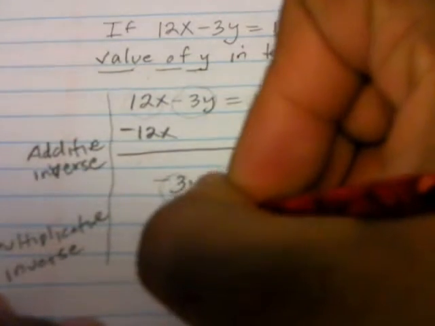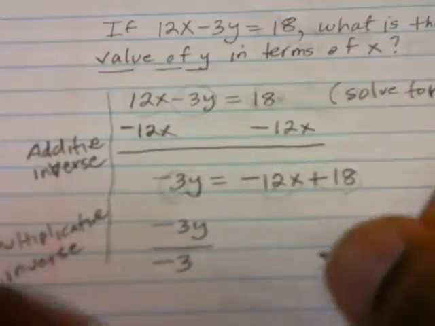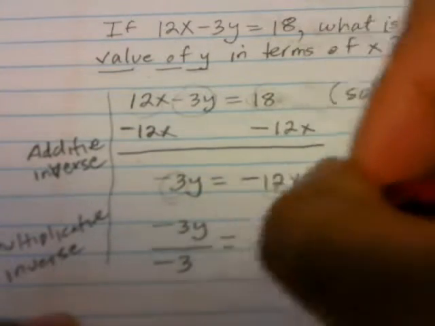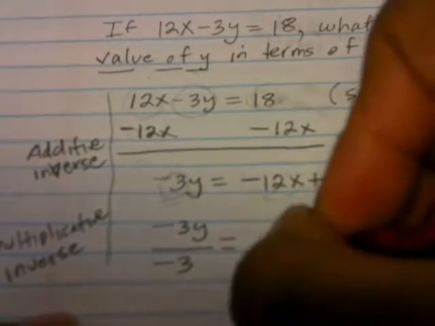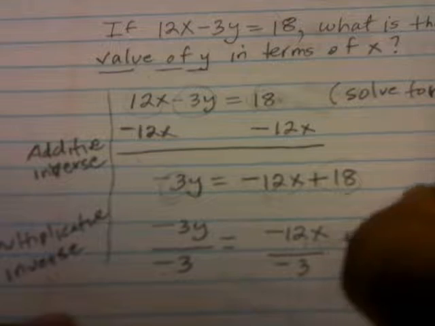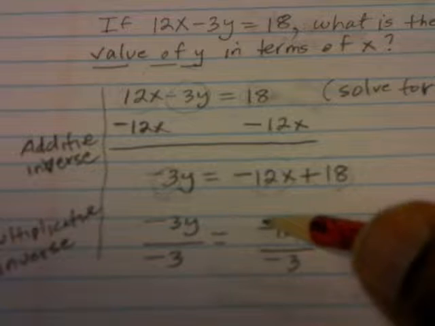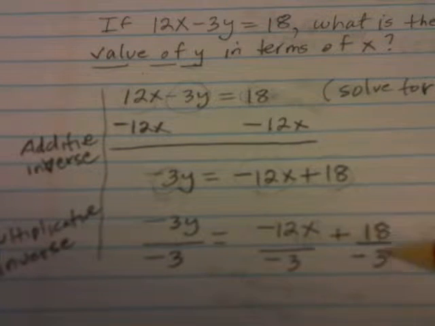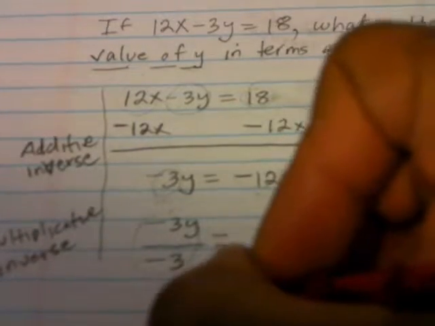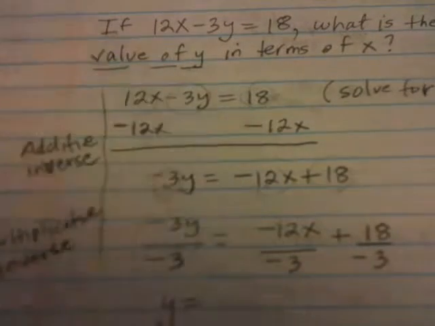So let's do it the way that you are normally trained to do when we divide both sides of the equation. I'm going to divide both sides here by negative 3: negative 12x divided by negative 3 plus 18 divided by negative 3. And you can see your signs. You know what will happen when you have the same signs when you divide, negative, negative. In this case, it becomes positive.